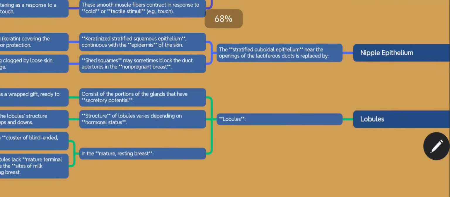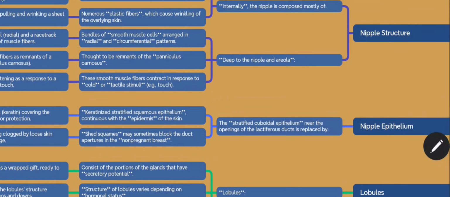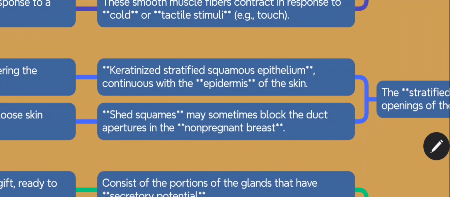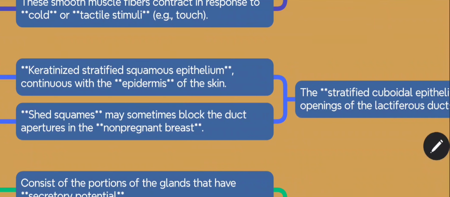That's about the lobules. Then the nipple epithelium. It's a stratified cuboidal, and near the openings of the lactiferous ducts is replaced by keratinized stratified squamous epithelium, which continues with the epidermis. They are stratified cuboidal, but near the opening of the lactiferous ducts, we have keratinized stratified squamous epithelium because it is continuous with the epidermis.